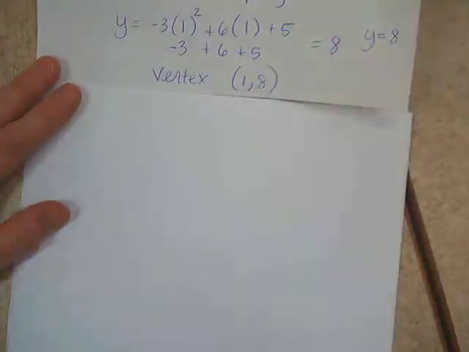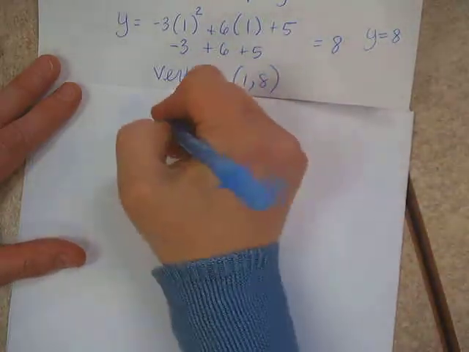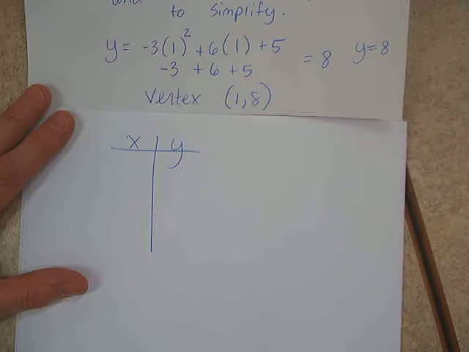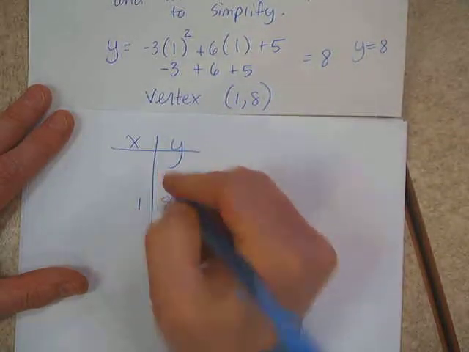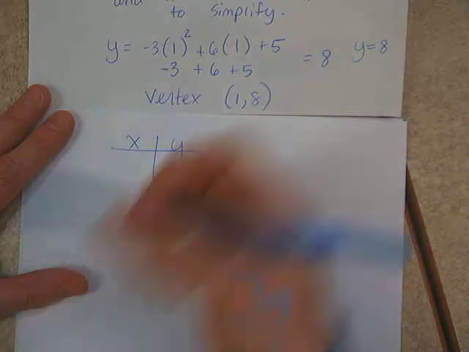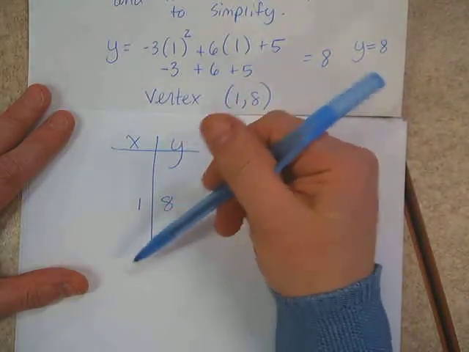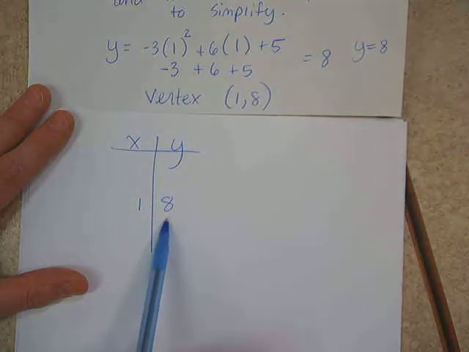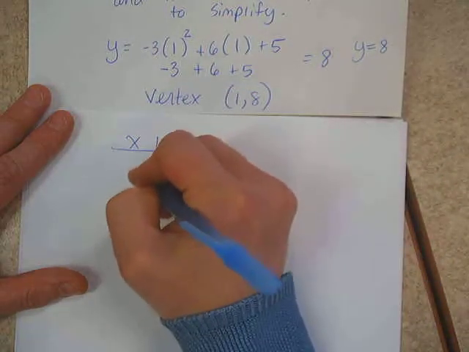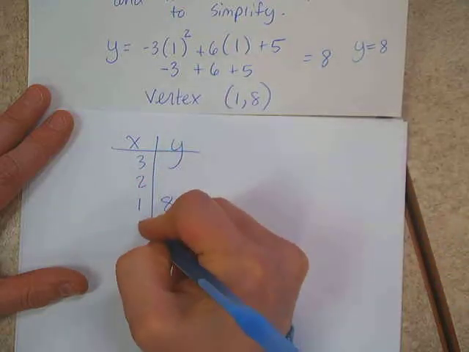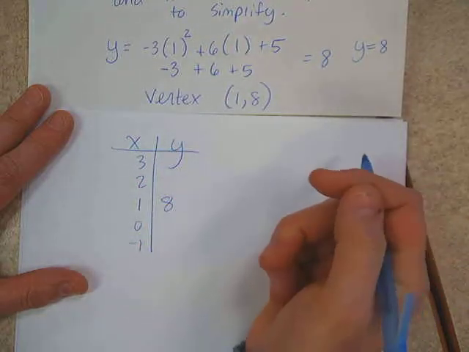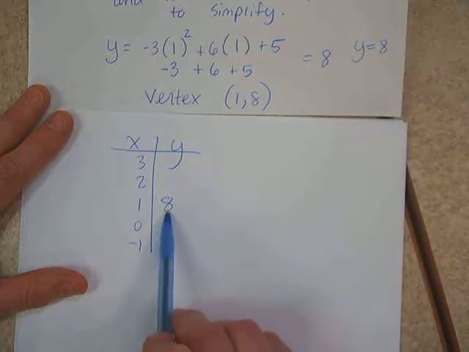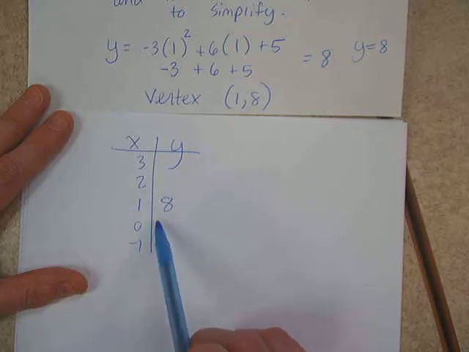So you're going to graph 1, 8 as your vertex, but that's also going to help you determine what your table should be. And we're not going to get to the table for the most part today, but I want to show you. If I were to build a table knowing that the vertex is at 1, 8, I would put 1, 8 in the middle of my table and choose x values that are the same distance away from 1, because I know that should be the center of my graph, right? So I would choose probably 2, 3, and 0, -1.